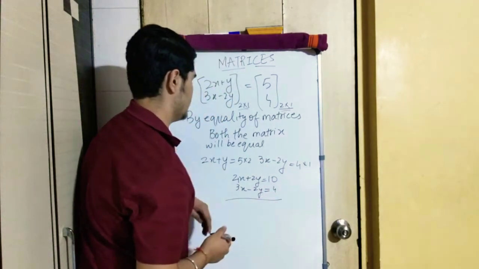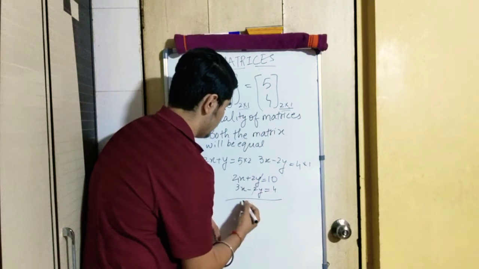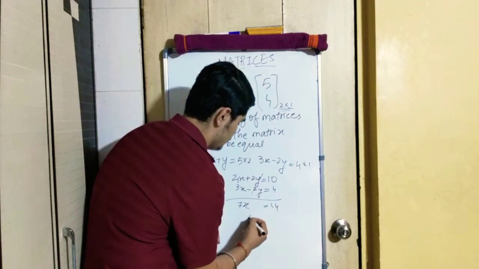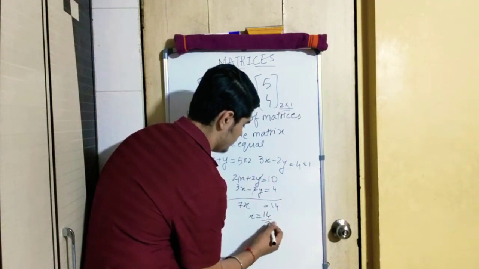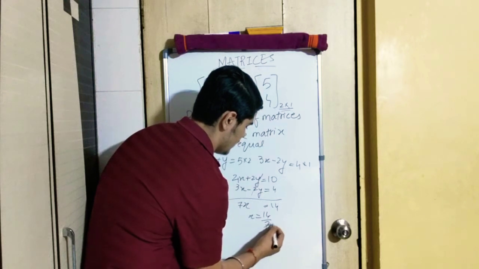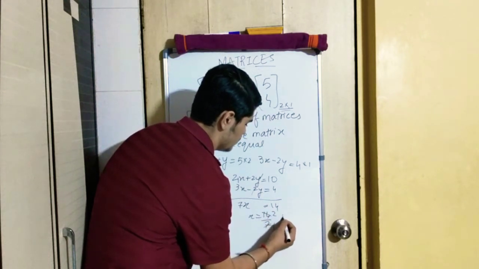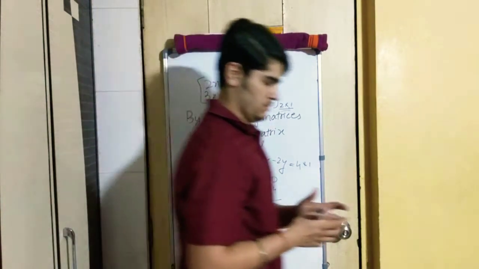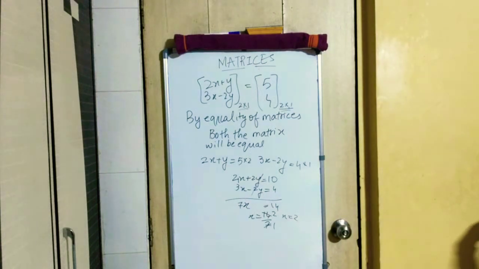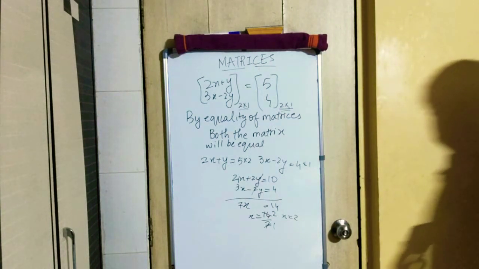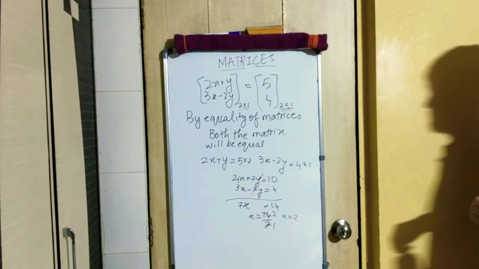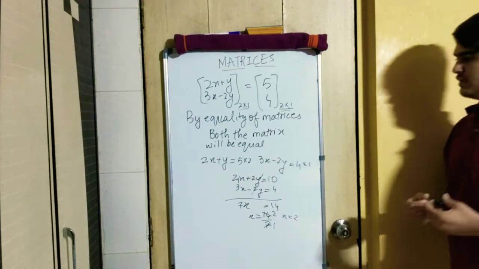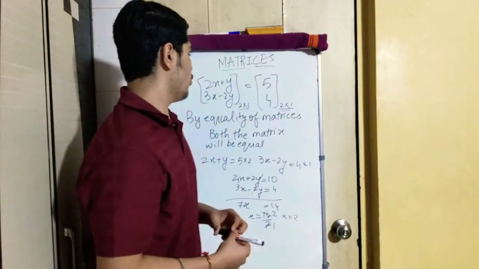So adding equations 1 and 2, the y terms cancel out. 4 plus 3 is equals to 7x is equals to 14. So x is equals to 14 upon 7. 7 twos are 14. So here x is equals to 2. You copy it down, then we will find the value of y. So I hope you have copied it. You can even copy it by pausing the video.